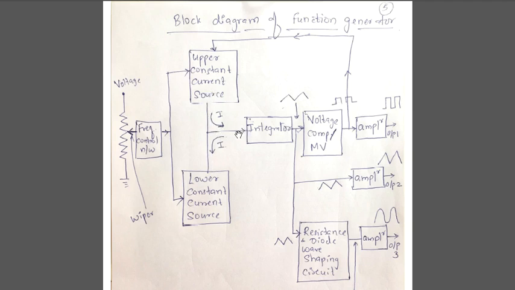Now the same cycle repeats itself. That is, when the upper current source is getting connected to the integrator, the capacitor in the integrator will start charging, and when it starts charging, again you will get an ascending slope. Ascending slope means voltage is increasing. That voltage keeps on increasing till it tries to go beyond the plus reference voltage value. When it tries to go beyond the plus reference voltage value, the output of the comparator again goes low.